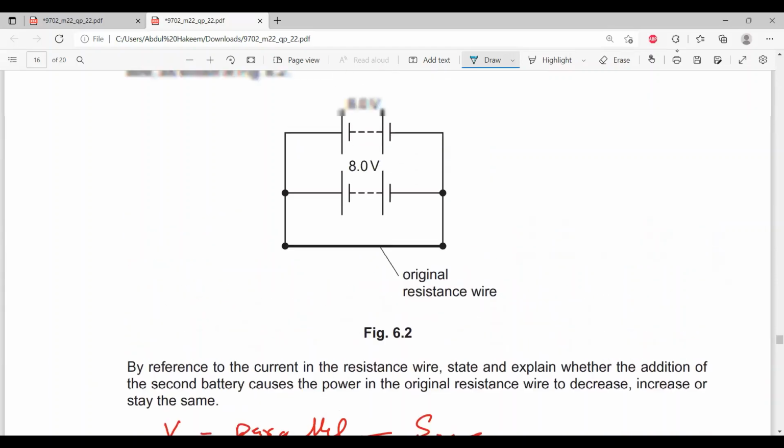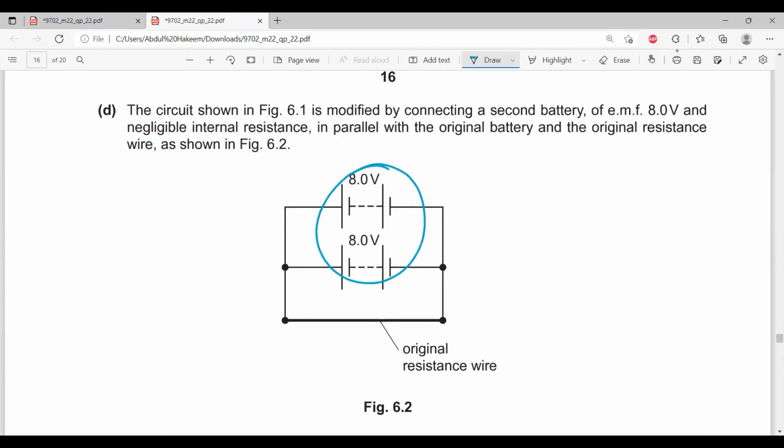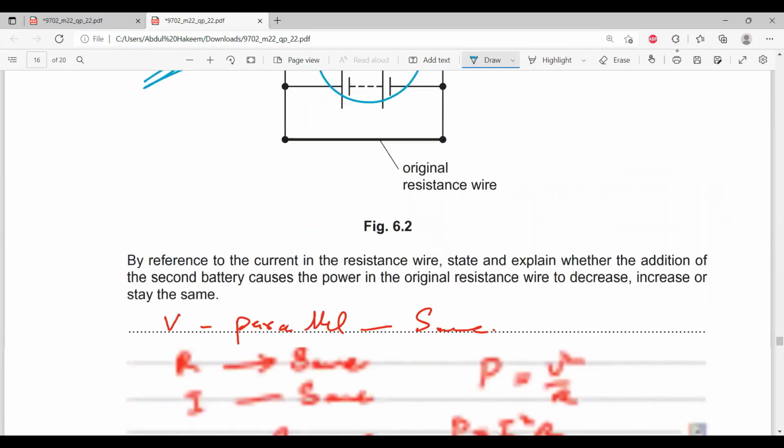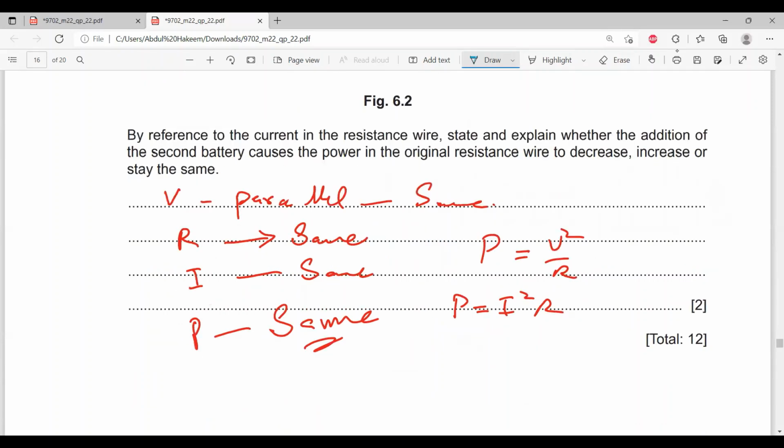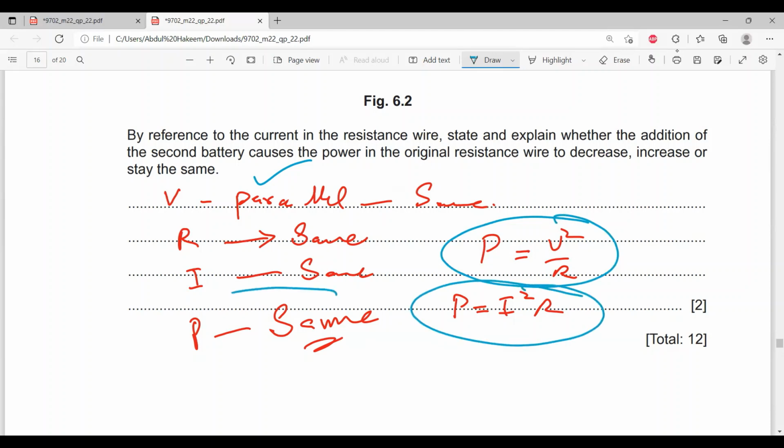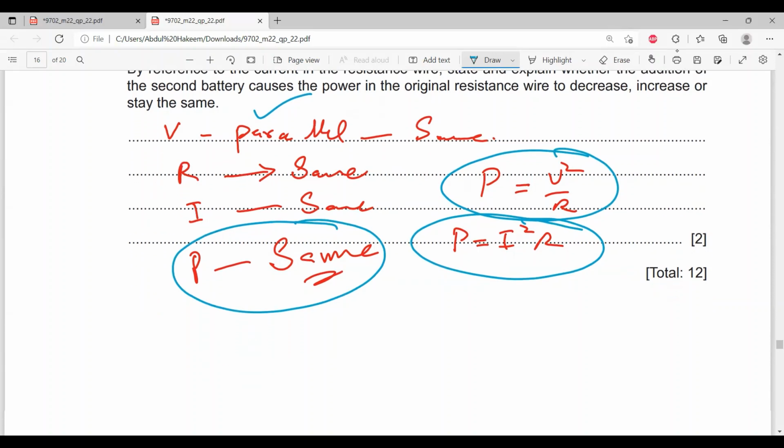Look, in parallel, the voltage is the same. So the EMF supplied to the wire will be the same. Same resistance, same length, so same current. So when in parallel, the potential difference supplied to the wire is the same, the resistance of the wire is the same, current will be the same. So power is equal to V square over R, or power is equal to I square R, and the power dissipated will be the same. Because there is no effect on the EMF supplied to the wire, no effect on the resistance, no effect on the current, the same power.